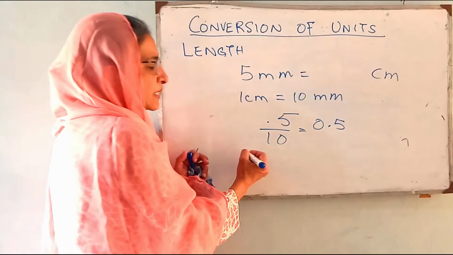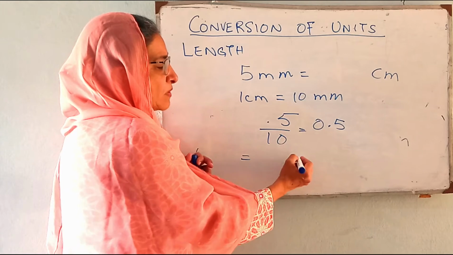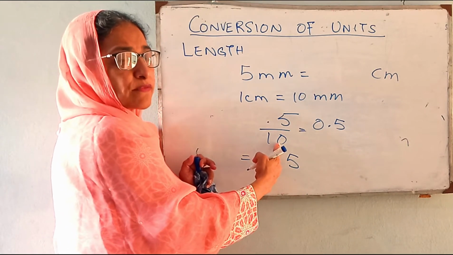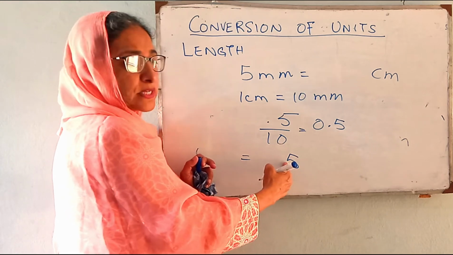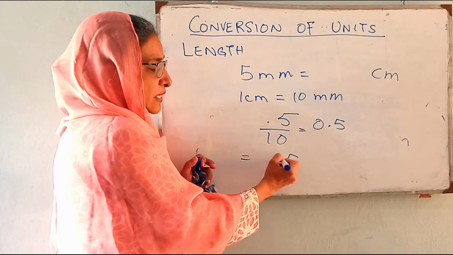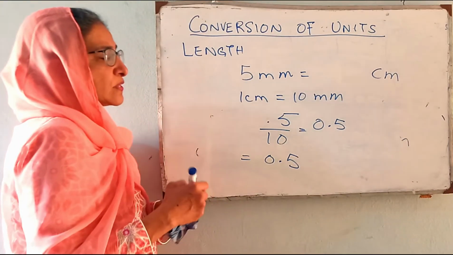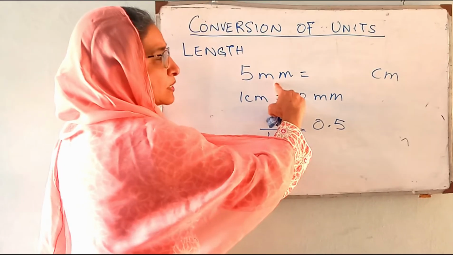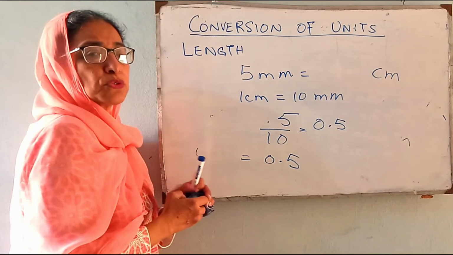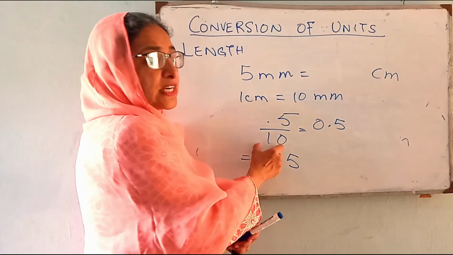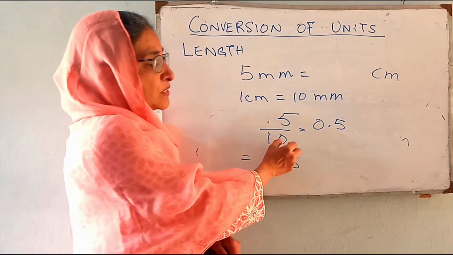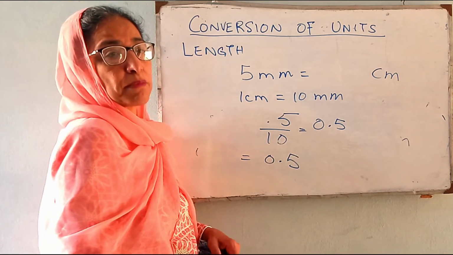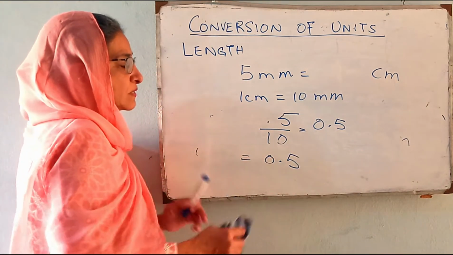Or you can do it like this: 5 is one number and there is one 0 in the denominator, so I have to put the decimal after one number. One number is given in the question, 5, then the decimal, and you are going to get this answer. That means whenever you have to convert a smaller unit into a bigger unit, you are going to divide by the friendly number, and you place the decimal by counting the zeros in the friendly number.